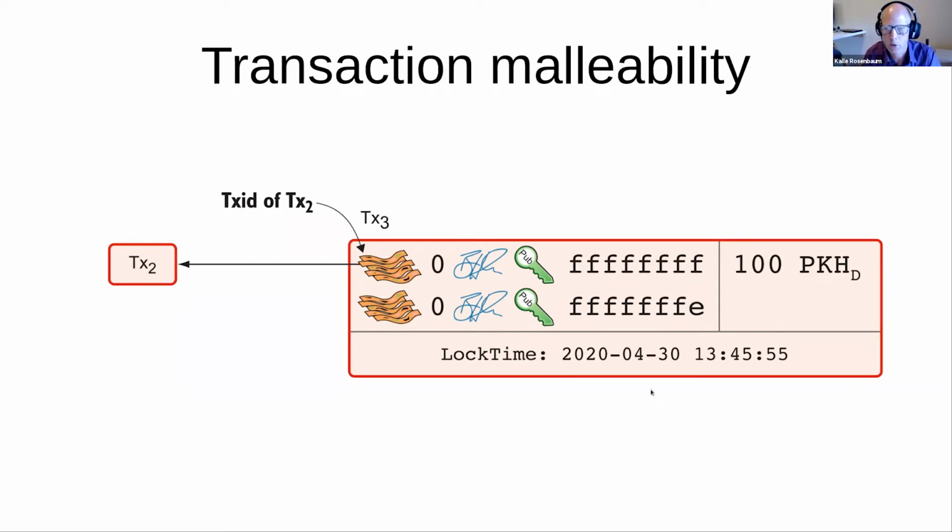Don't worry about the lock time stuff here. Never mind. And don't worry about these numbers here too. These are from chapter 9. So if you want to know what this is, I suggest you read chapter 9. But don't worry about this here. They're unimportant for this discussion. And suppose that you have created these two transactions where transaction 3 spends transaction 2. And then you decide to broadcast transaction 2.